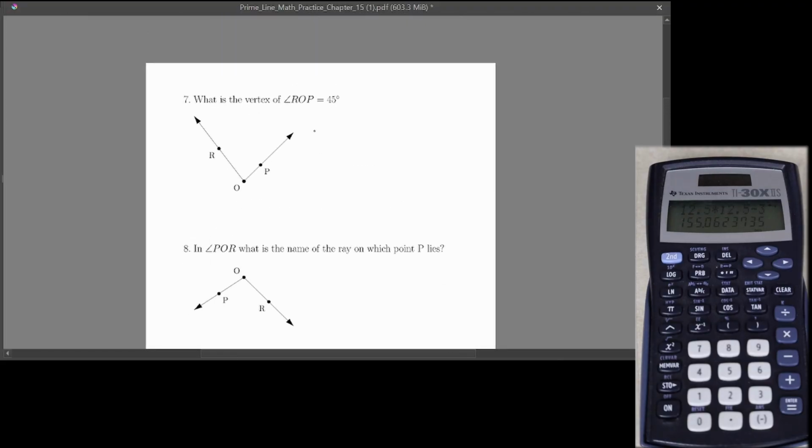All right, this asks us, what is the vertex of ROP? Normally, you can look at the middle term, and O is going to be, or angle O is our vertex. Alternately here, you can see where this makes our angle, it's that hinge point. So the vertex is point O.